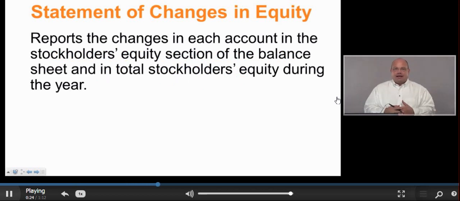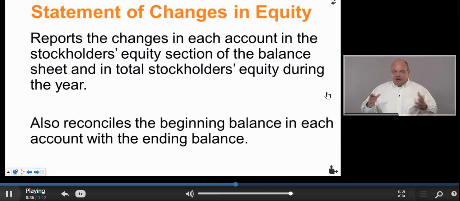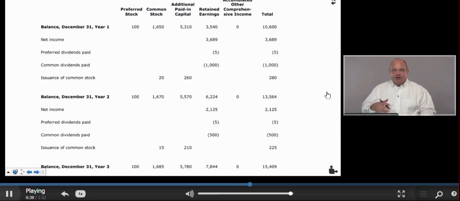This is also a reconciliation of the beginning balance in each period or each account with the ending balance. What we're just looking at is there was a beginning, what happened, what increased it, what decreased it, and what the ending balance is. So what we have here is a sample of this statement of changes in owner's equity. It starts with December 31st, year 1. It ends with December 31st, year 3.